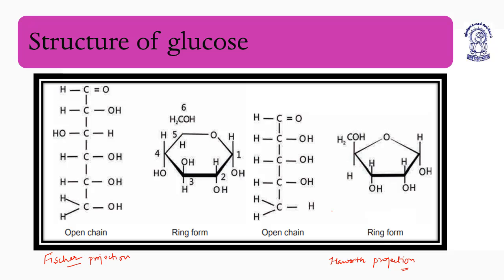Now, as you see, glucose is an aldehydic sugar. It is having an aldehydic group, aldose sugar. There are 5 OH groups attached to it, so pentahydroxy.